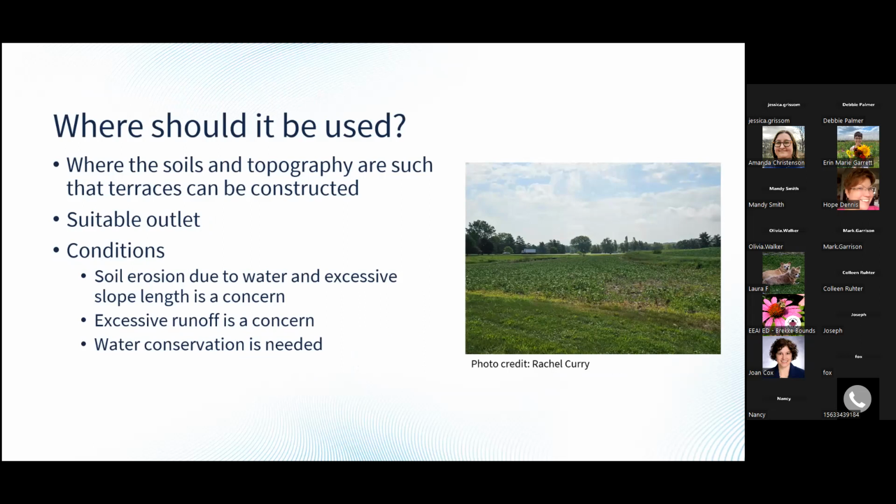The terraces should be used where the soils and the topography are such that terraces can be constructed. You're obviously not going to put a terrace where it can't be constructed, right? You need to make sure that you have a suitable outlet to be able to move the excess water from these storm events. And it should be used when you have one of the following conditions: either the soil erosion due to water and excessive slope length is a concern, where excessive runoff is a concern, and or where water conservation is needed.